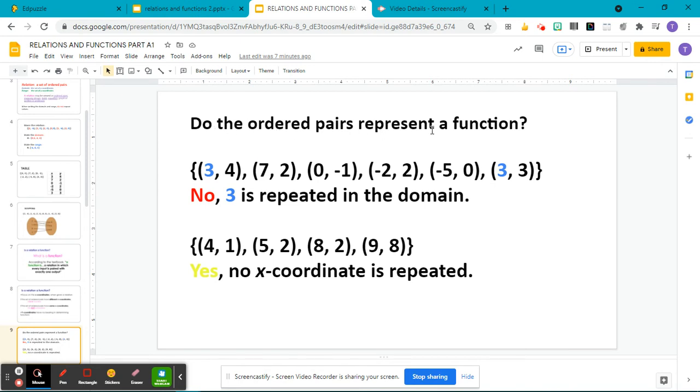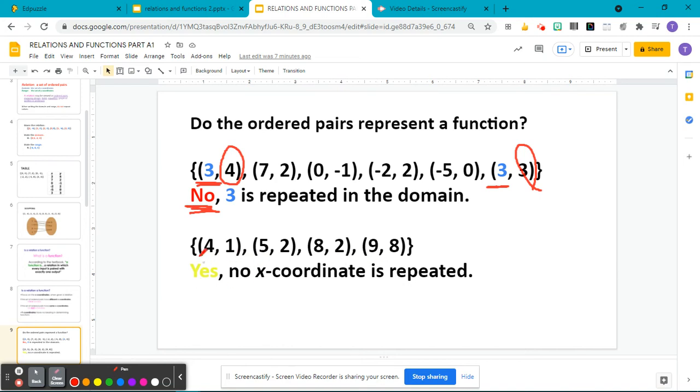Do these ordered pairs represent a function? These ordered pairs represent a relation. They are a relation because they are a set of ordered pairs, but are they a function? And the answer would be no, because I have a 3 here and a 3 here. They did not give me the same thing. There's my Coca-Cola, but here's my Dr Pepper. So they did not follow a rule. The x value repeated, so it is not a function.